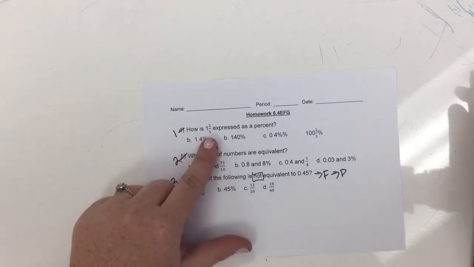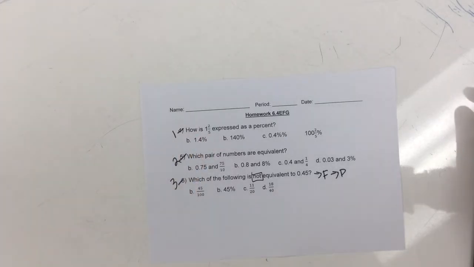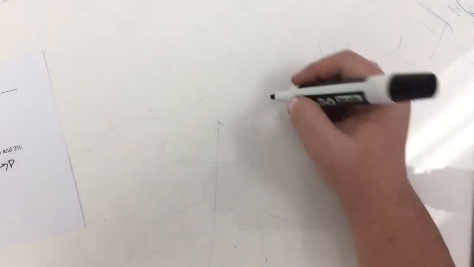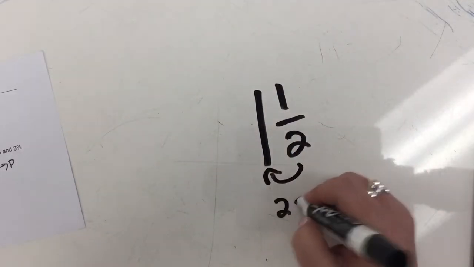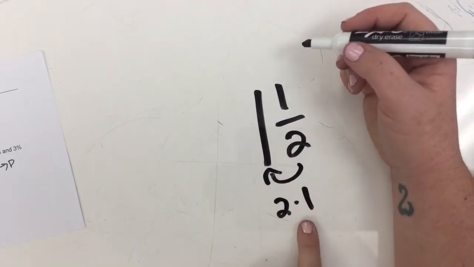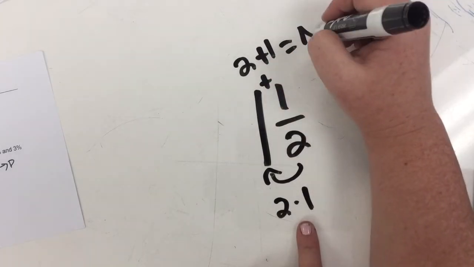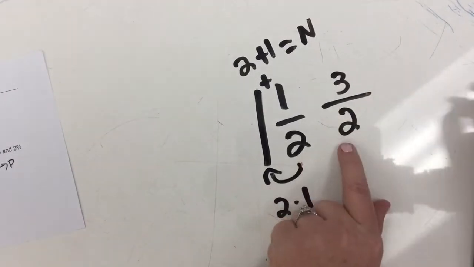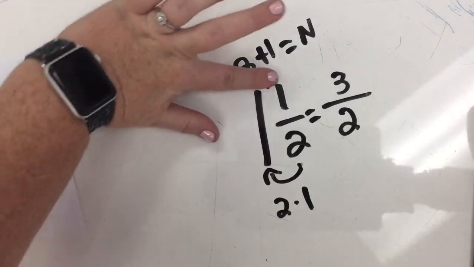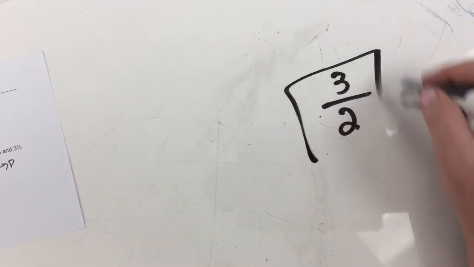The first one, I just want to remind you that this mixed number needs to be put into an improper fraction. So if I have the mixed number 1 and 1/2, you're going to multiply these two numbers. So 2 times 1 is 2. Then you're going to take 2 and add 1, and that's going to be my new numerator. So 2 plus 1 is 3. Then I'm going to keep the same denominator. So that's going to be the new fraction that I turn into a decimal. So 3/2 is the fraction that you need to turn into a decimal and then turn into a percent.